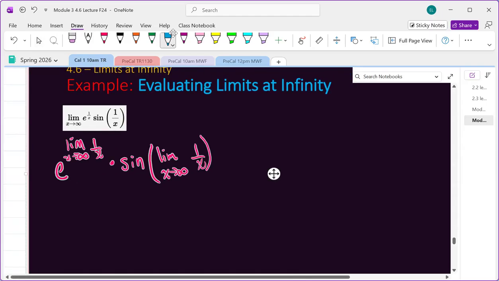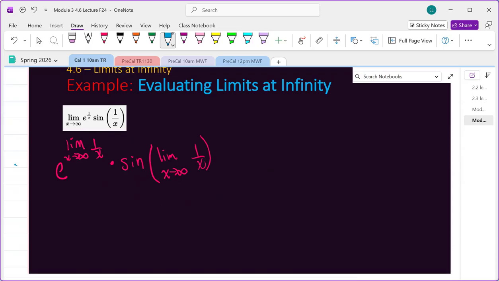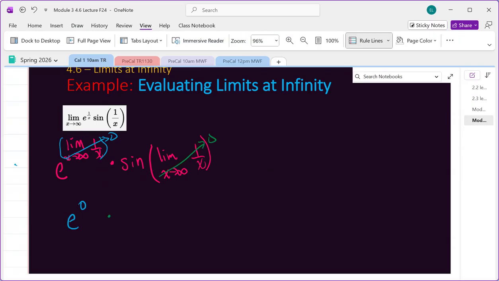So the limit as x goes to infinity of 1 over x is 1 over infinity. So this little limit here goes to 0. So I have e to the 0. Then we end up with the same limit inside the sine, the limit as x approaches infinity of 1 over x. 1 over infinity would go to 0. So we have e to the 0 times the sine of 0.